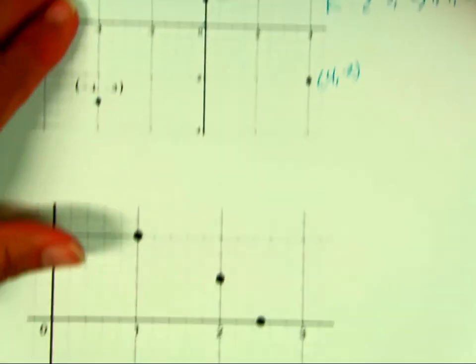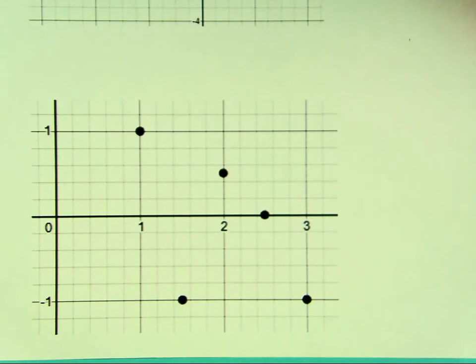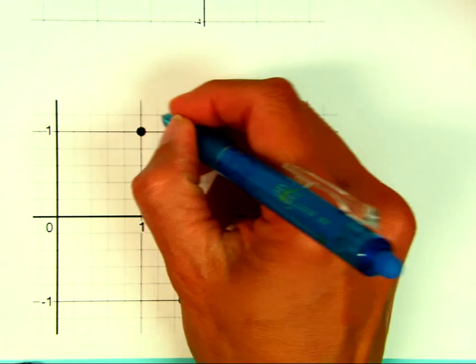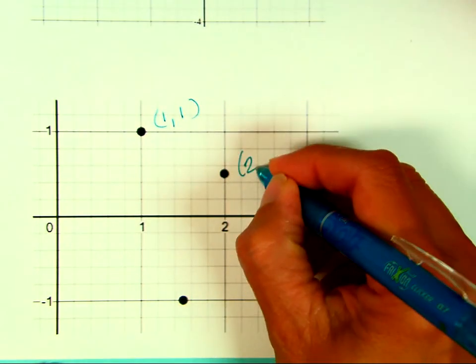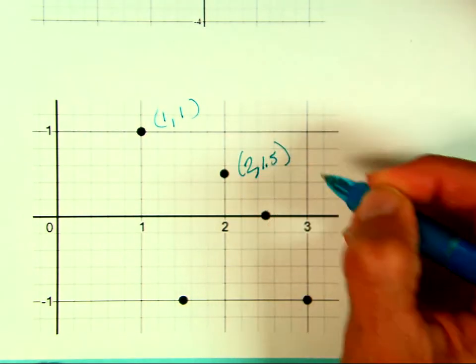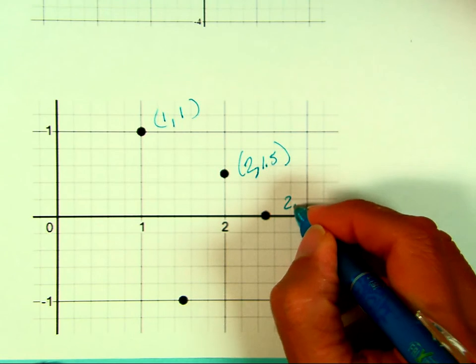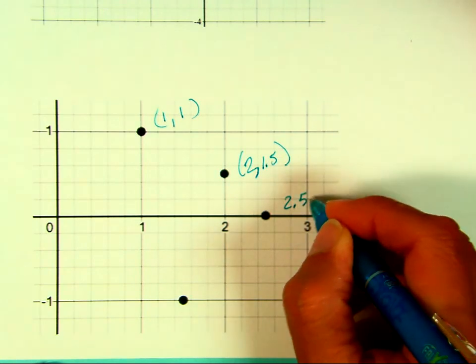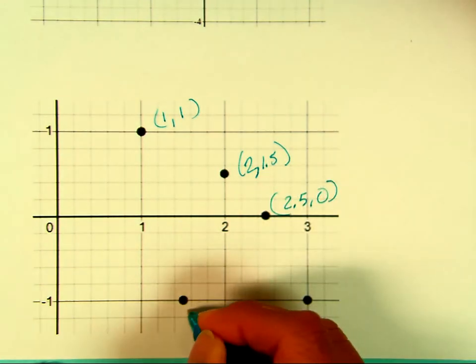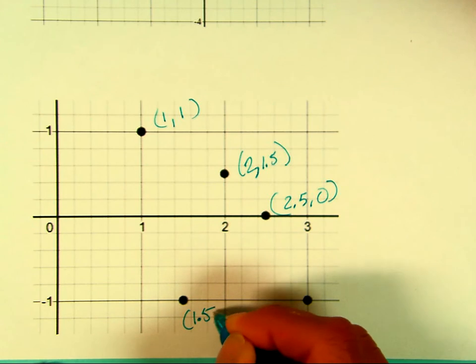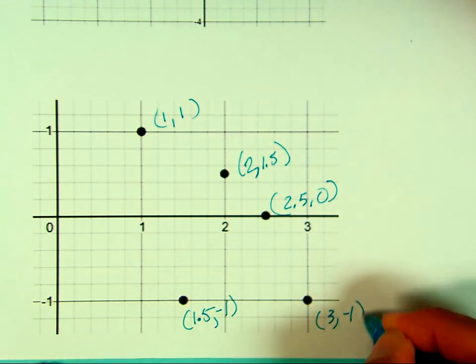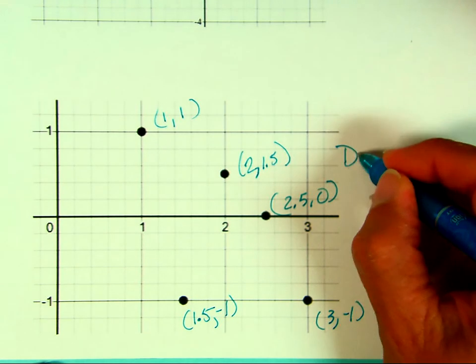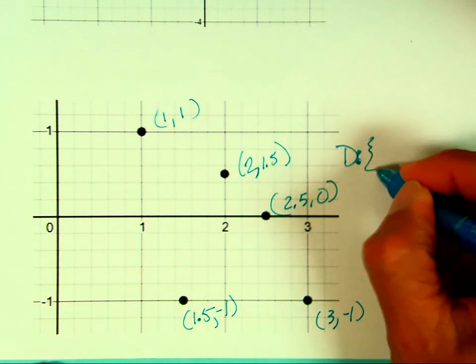So sometimes you have points and they're not named, right? You don't know the coordinates. So the best way to do that is to just write the coordinates out. So this one's going to be 1, 1. This one looks like it's 2 and 1.5. This one is 2.5 and 0. This one looks like 1.5, negative 1. And this one is 3, negative 1. So we have some decimals in there, so that's okay. We're just going to write them the same way.